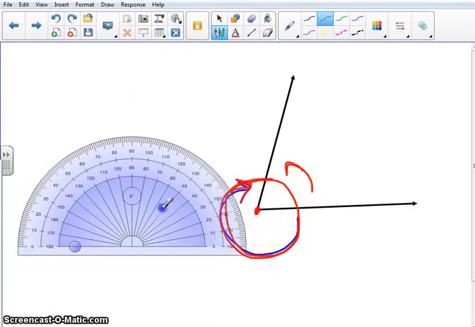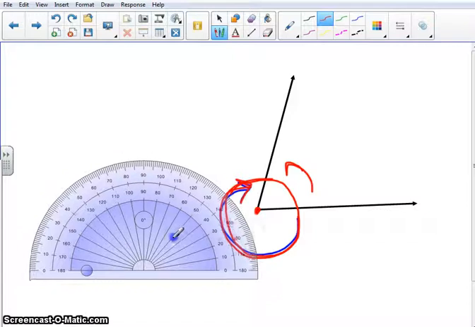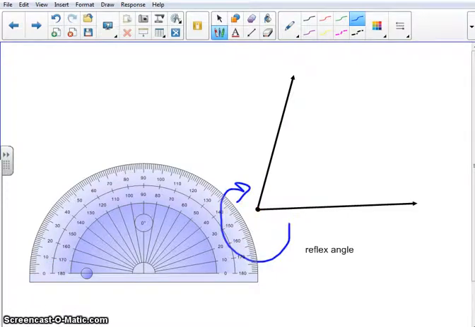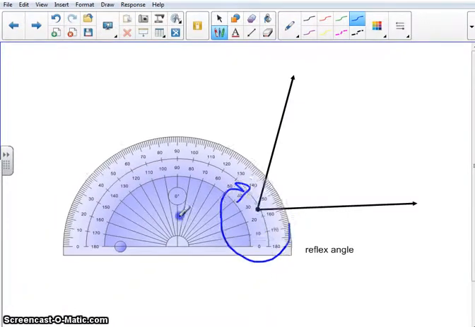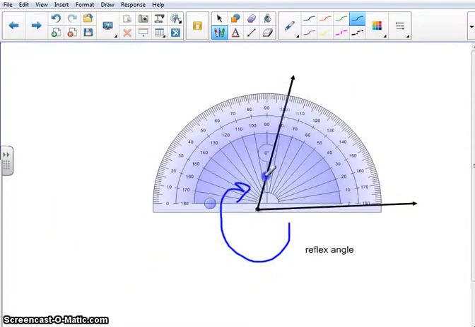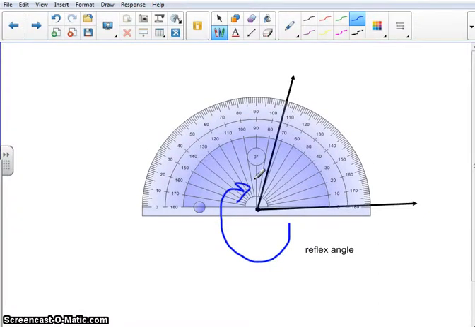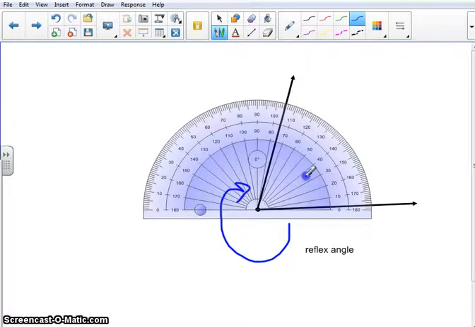Using this protractor to measure the angle, I'm not going to be able to measure the part that was indicated, this outside part, because it is greater than 180 and my protractor only reads to 180 degrees. This is called a reflex angle. In order to measure this with this type of a protractor, I'm going to measure the opposite side than what I'm actually trying to find.